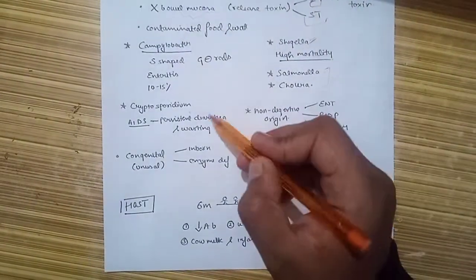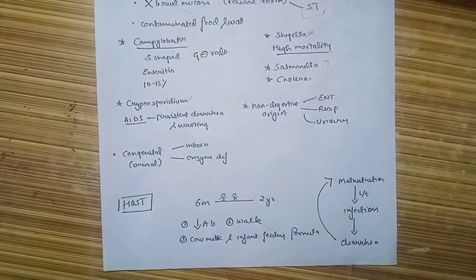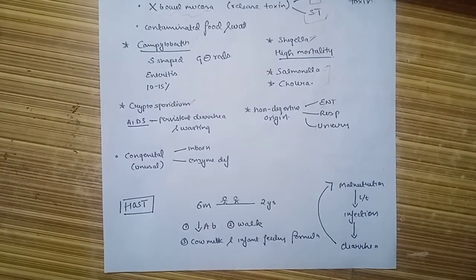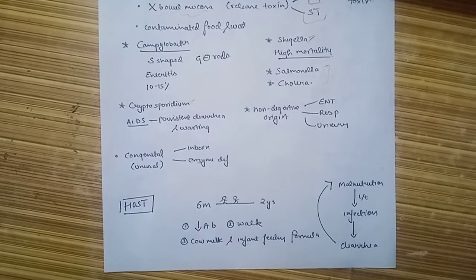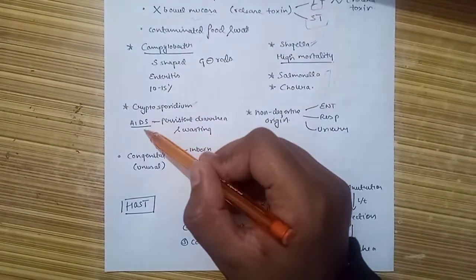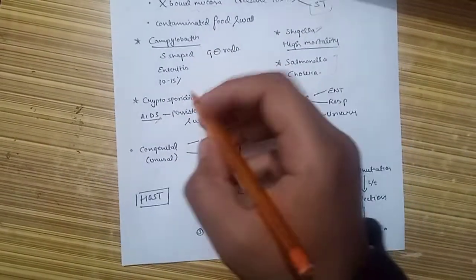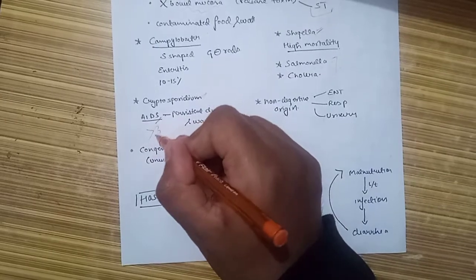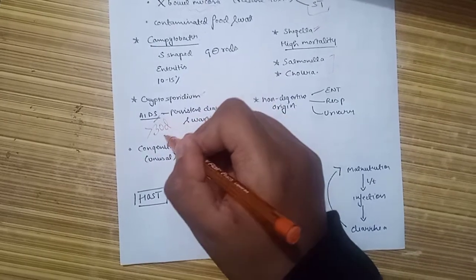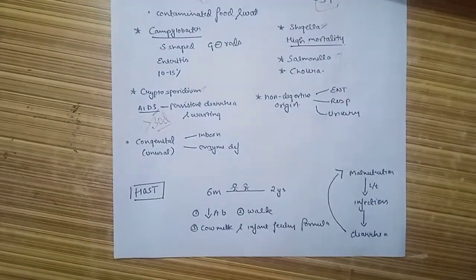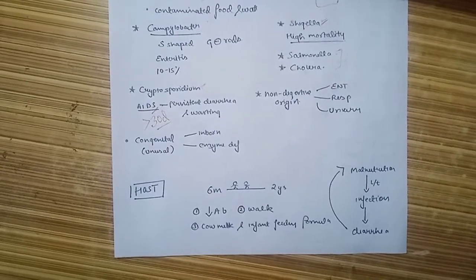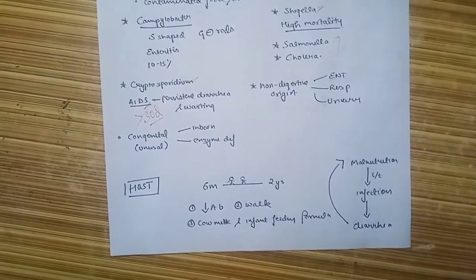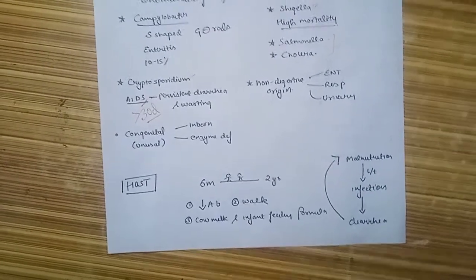Okay. Now, Cryptosporidium is an important cause of persistent diarrhea with wasting and weight loss in a patient with AIDS. Now, one more thing we need to remember is that if an AIDS patient presents with a persistent diarrhea that lasts for more than 30 days, this is a clinical sign that helps in diagnosis of the immunodeficient condition of AIDS if other clinical signs are also present.